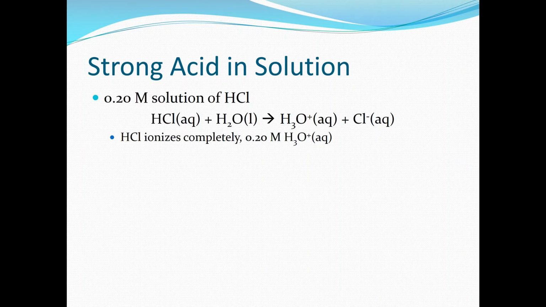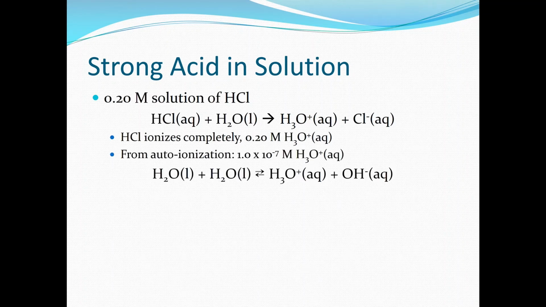So HCl is a strong acid. It's going to completely ionize into hydronium ion and chloride ion. And so what that means is from the 0.2 molar solution of HCl, we really have a 0.2 molar solution of hydronium ion. Okay, so from the autoionization of water, before we put the HCl into solution, we had 1.0 times 10 to the negative 7th molar, which is a pretty tiny number. And so 0.20 is a lot bigger than 1 times 10 to the negative 7th.